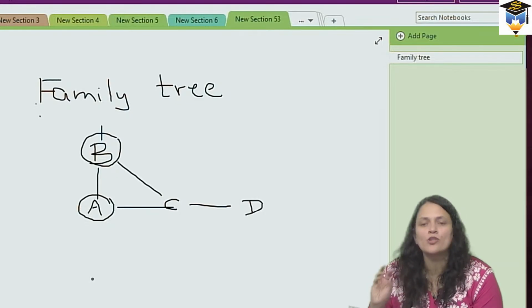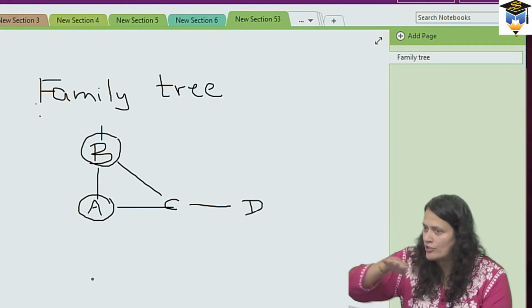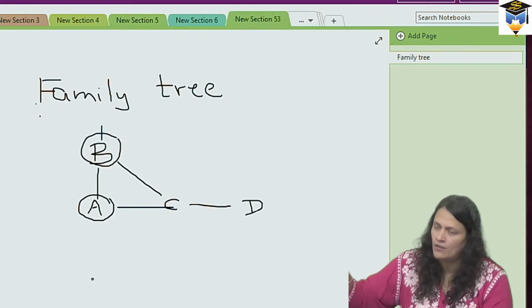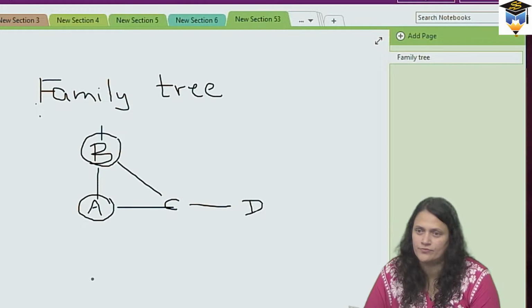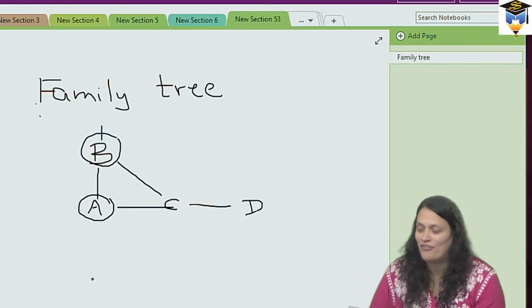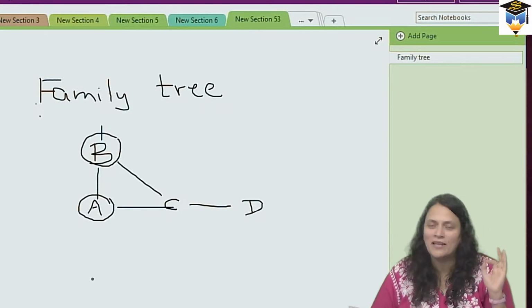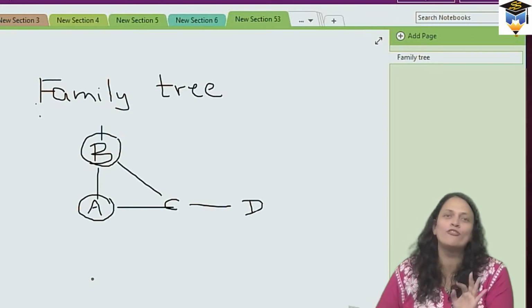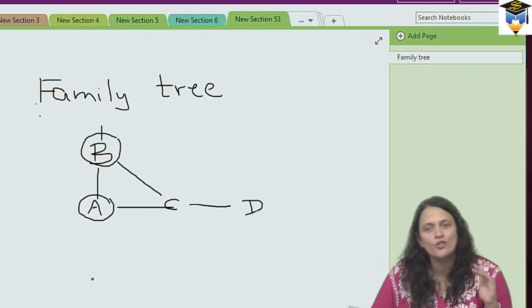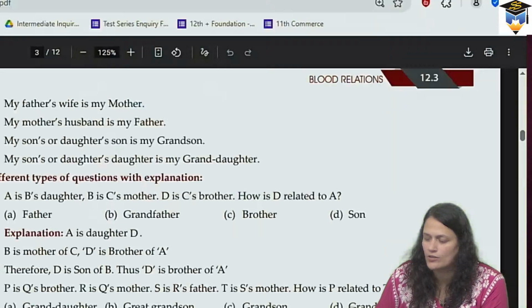So draw these diagrams, it will be helpful to you. Always remember, place the same generation at one level, the older generations above, and younger generations below. I can see faces of many students, but this method is going to help you because this is a foolproof method of getting full marks in blood relations. Follow this technique and you will be able to solve all the questions.